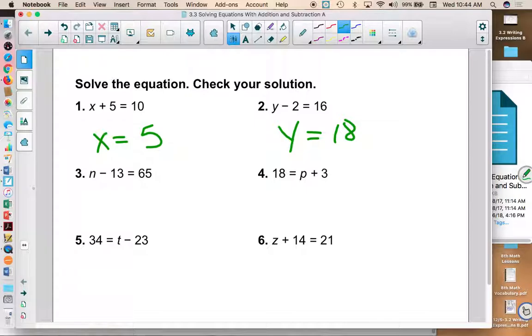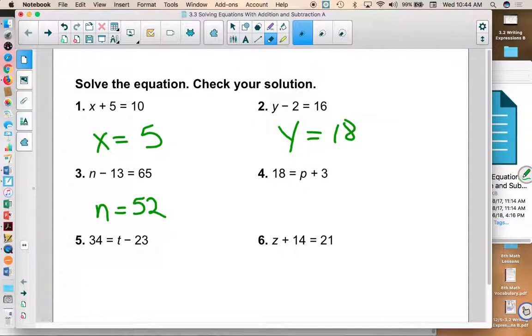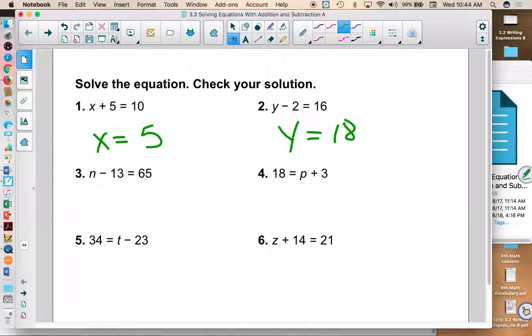n minus 13 equals 65. What is the value of n, Reagan? How do you know that? I'm not sure that works, and you just checked it and realized something's wrong, right? All right, good. That's why it says check the solution. Okay, so what is the value of n?